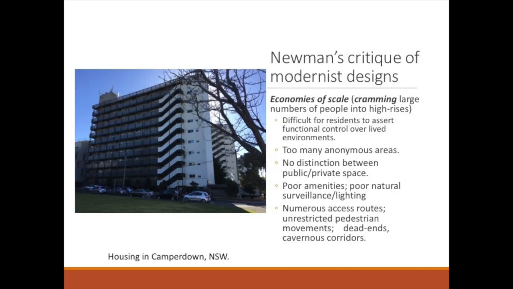Now, what I've got up here on the slide is a photo taken from Camperdown in New South Wales of what we might consider this modernist design of public housing. And you can see here this idea of the problem of economies of scale, of cramming large numbers of people into tall buildings. You can see how it's difficult for residents to assert any functional control or shared ownership of space because they're all compartmentalized, they're split across levels, and it's difficult to have these shared spaces. Natural surveillance becomes difficult because people are individualized into their apartments, there's minimal open space, and so on.